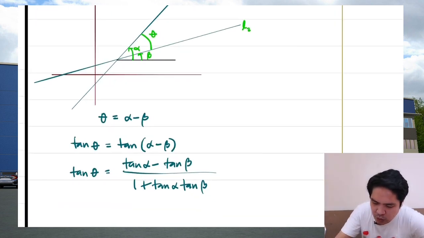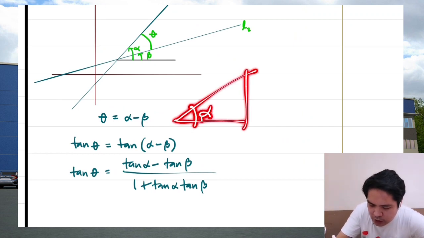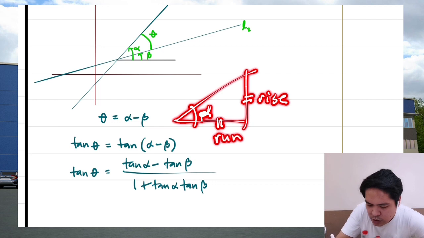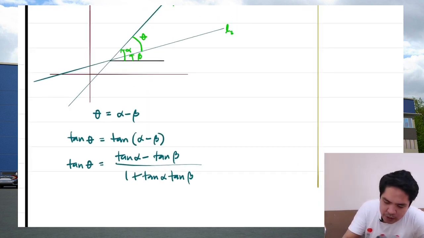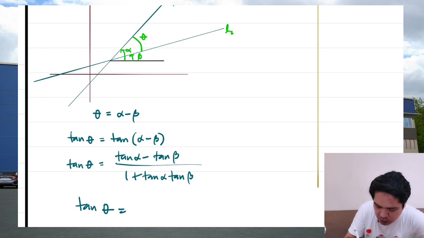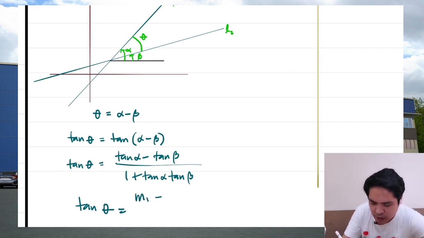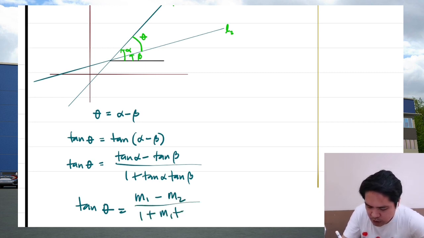And we know that tangent alpha, if we have this triangle and this is alpha, tangent alpha is just equal to opposite over adjacent, or that is rise over run. So therefore, tangent alpha is just equal to rise over run, which is the slope. So we have tangent theta equal to tangent alpha, which is the slope of line 1, minus tangent beta, which is the slope of line 2, all over 1 plus the slope of line 1 times the slope of line 2.